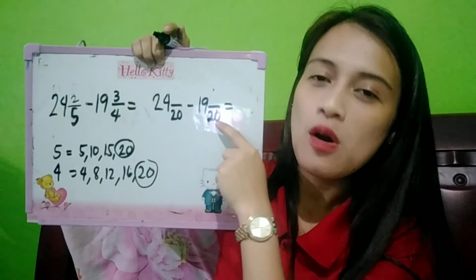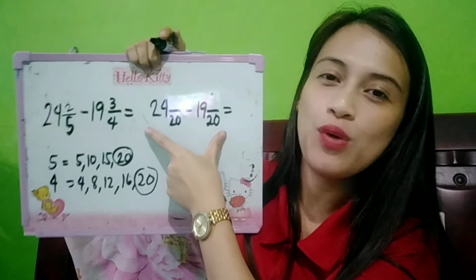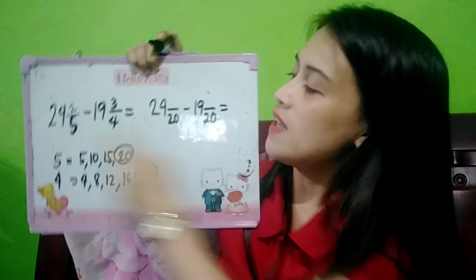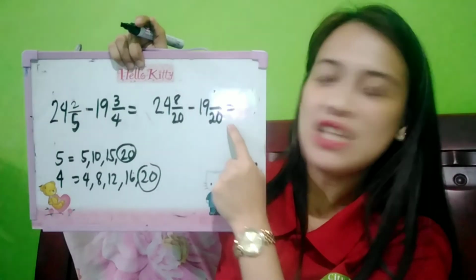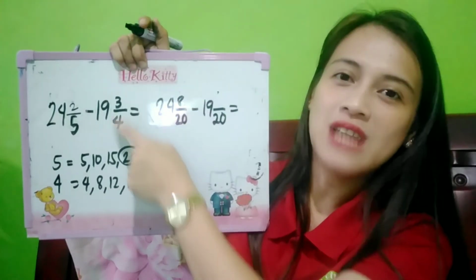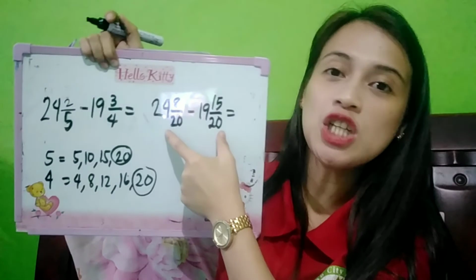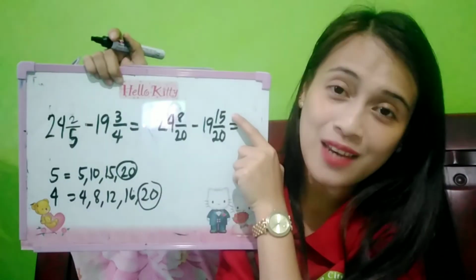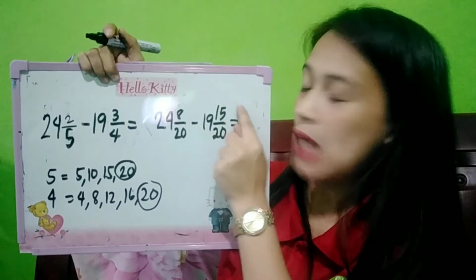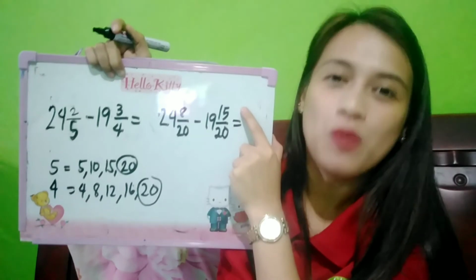So, this time, we are going to solve for the numerators para makakuha na ta sa equivalent fractions nila. So, 20 divided by 5, 4. 4 times 2 equals 8. 20 divided by 4, 5 times 3 equals 15. Now, since common denominator, we can now subtract the numerators. 8 minus 15. Oh, no. So, gamay, dako. So, pwede siya? Dili. So, we are going to regroup.